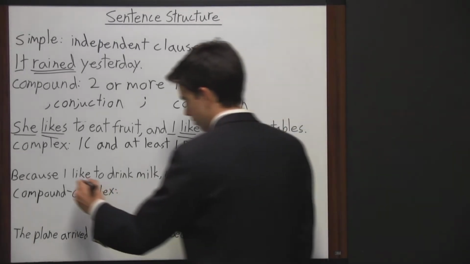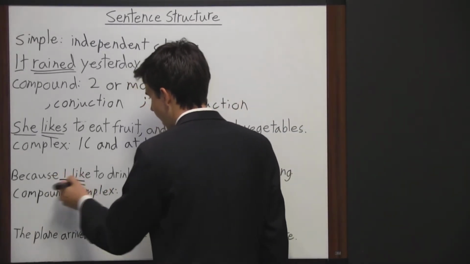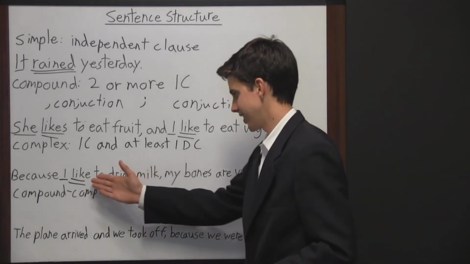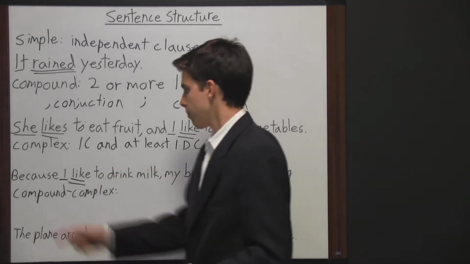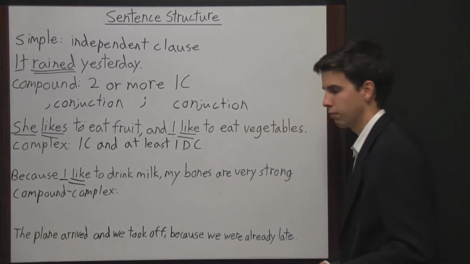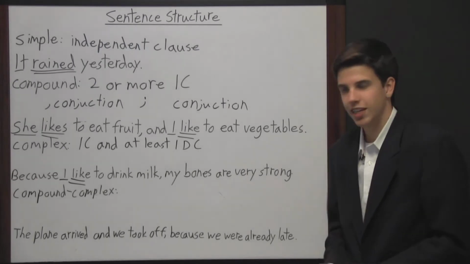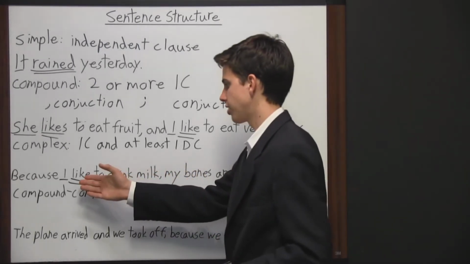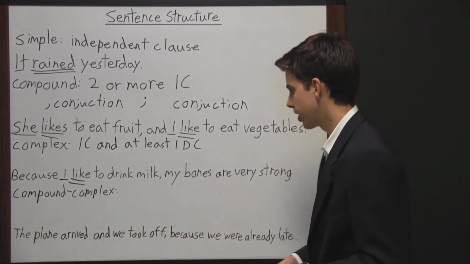Now here you see the subject I and the verb like. So you have I like to drink milk. You have a subject and a verb, but this is not a complete sentence. This is a dependent clause because of this word right here, because. If you were to say because I like to drink milk, that wouldn't be a complete sentence. You need something else to it to finish it out. So that's why we call this a dependent clause, because it's dependent on another clause to be complete.